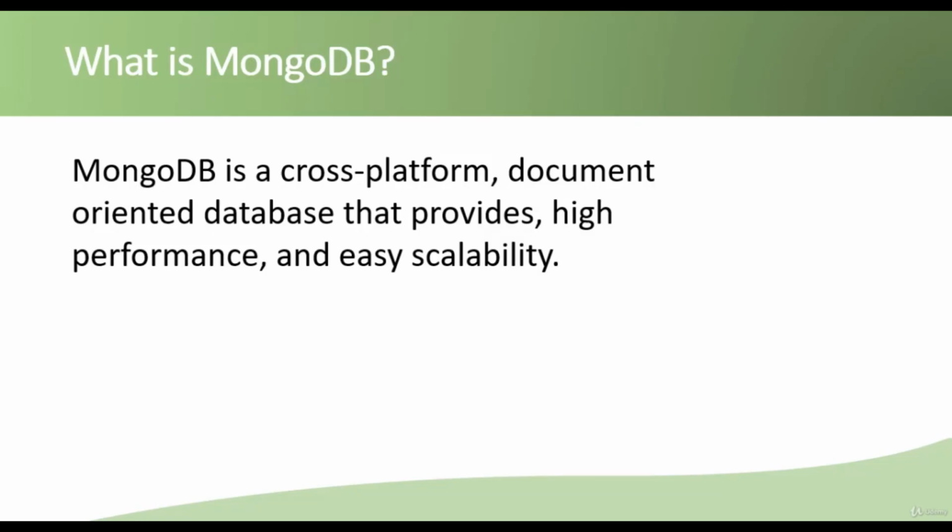MongoDB is a cross-platform document-oriented database that provides high performance and easy scalability. First of all, MongoDB is cross-platform, meaning that we can use MongoDB on every operating system. And also MongoDB is a document-oriented database. This is pretty much like JSON, okay? So that's why it is a document-oriented database and it provides high performance. MongoDB is very fast and highly scalable. This is the reason why we use MongoDB with Node.js, because it is very fast and scalable.